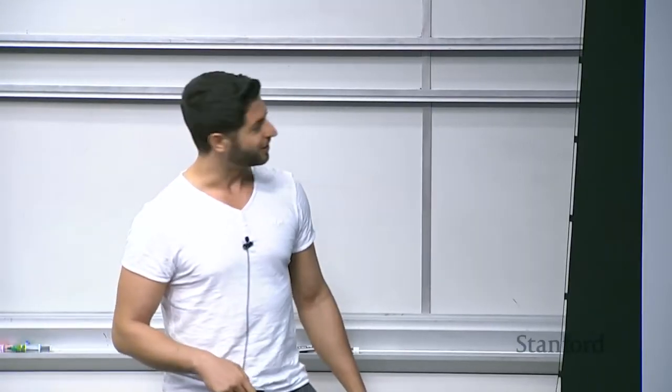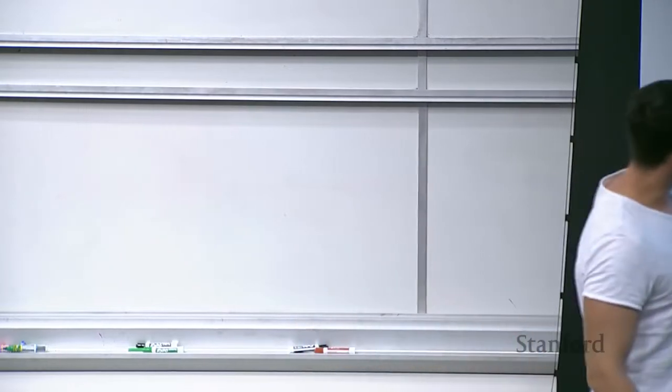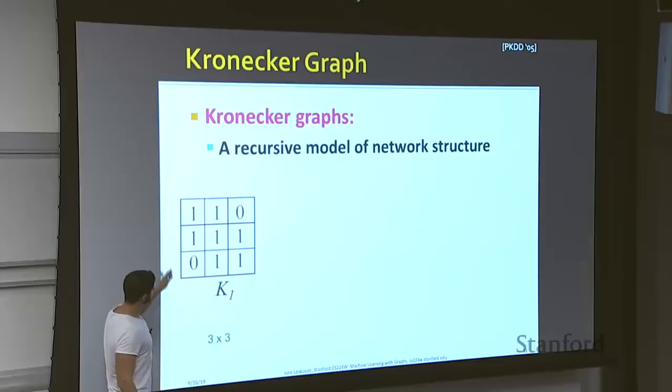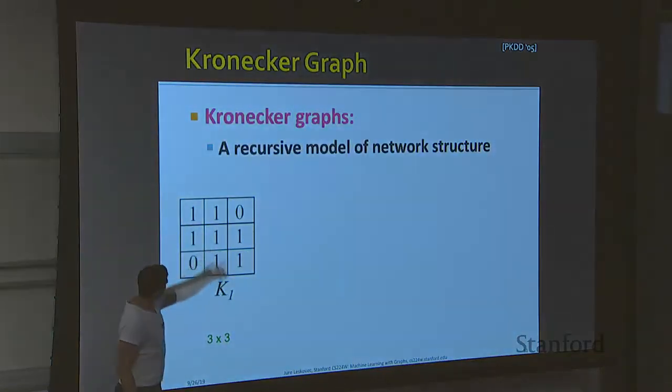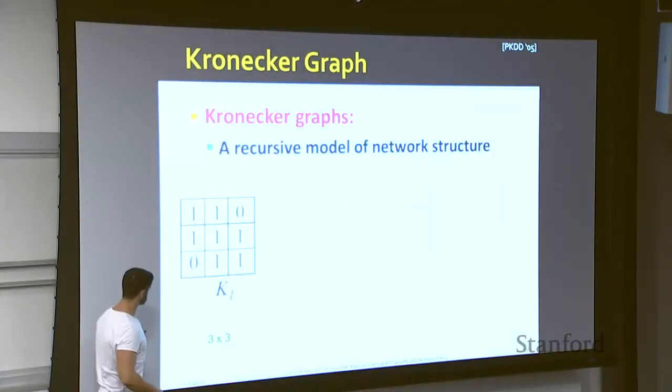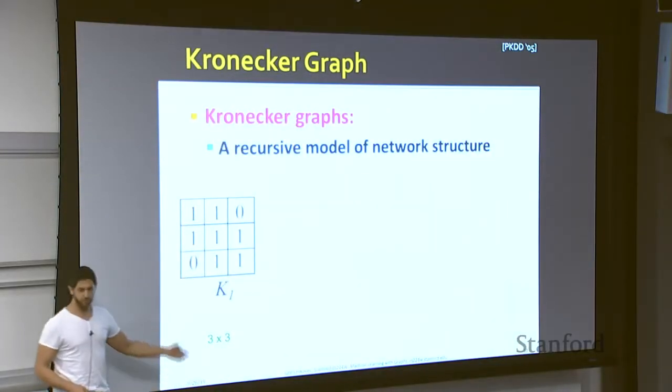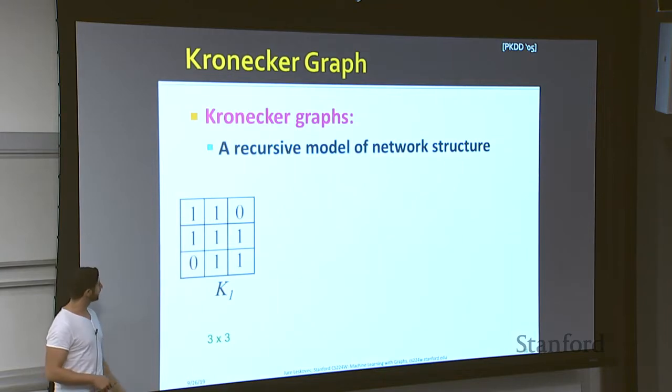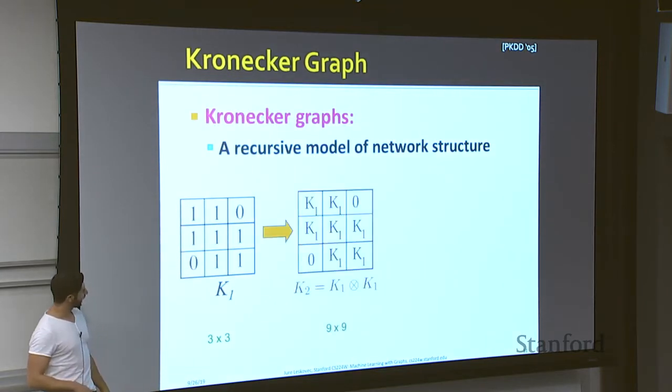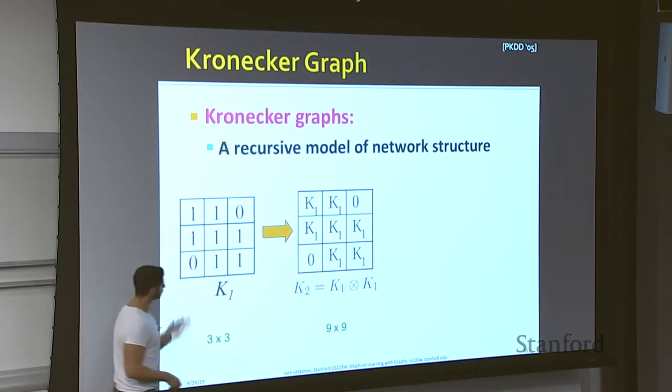This is the initial matrix K1 that we're going to be using. So this is an adjacency matrix, okay? We have self loops, we have these nodes connected to each other, and we start from a small one of size 3 rows and 3 columns. And this is our second step, okay? So we go to our K2.